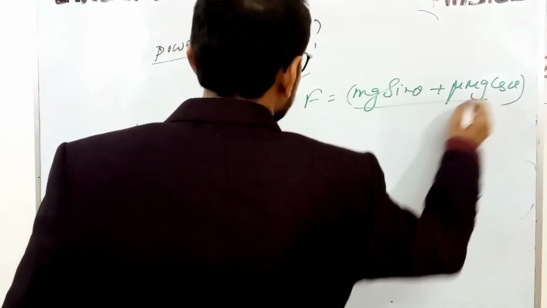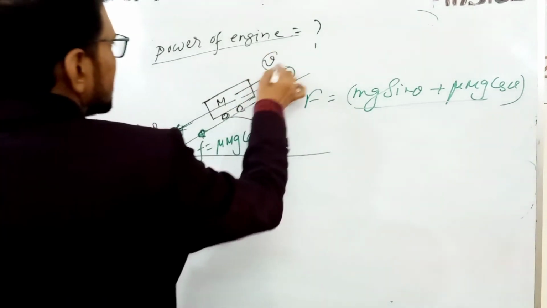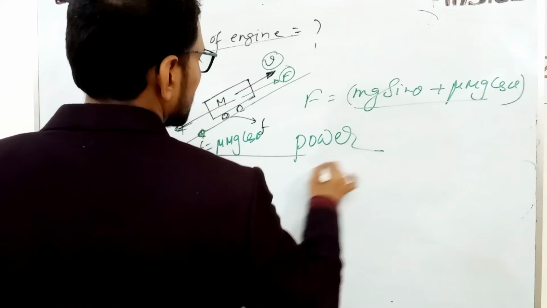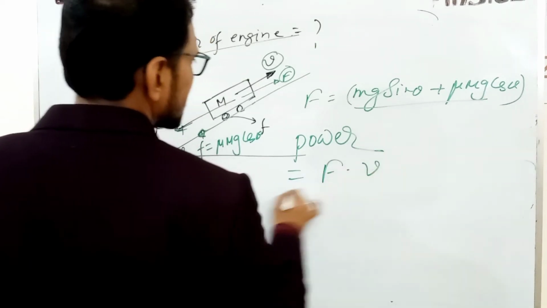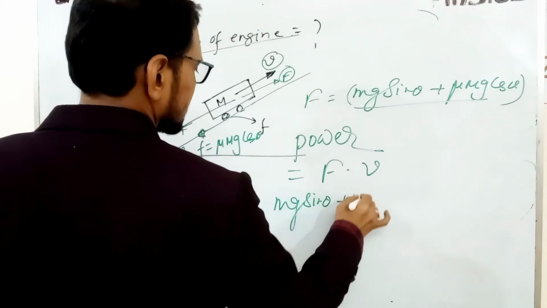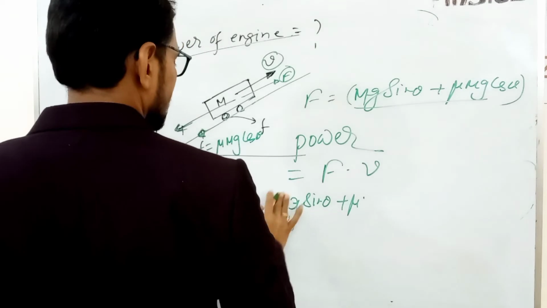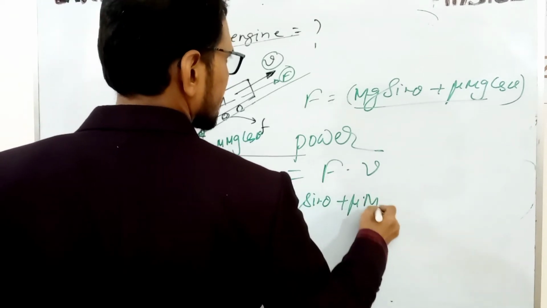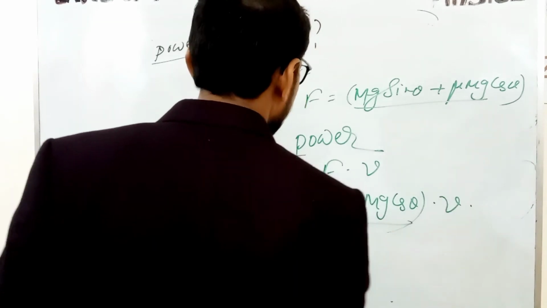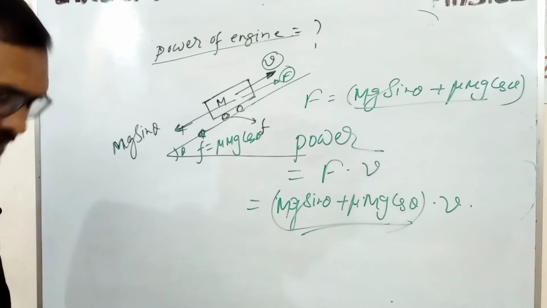Now this force is required by the engine to move upward with velocity v. So what is the power? We know power equals force into velocity. So force is this, into velocity v. This is the answer. So this power is required of the engine.